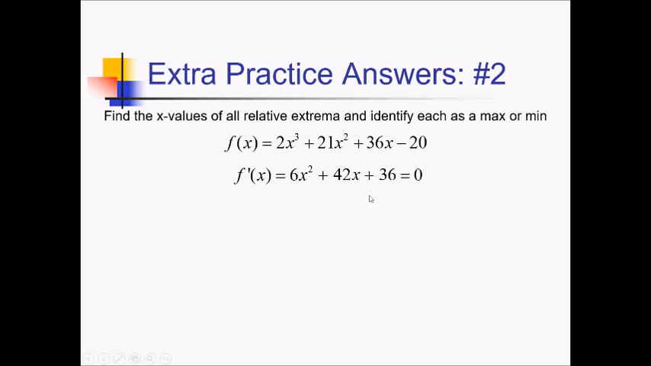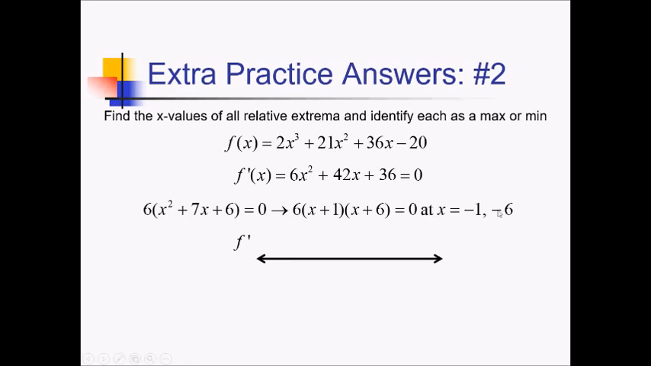So setting this equal to 0 and solving, I notice that I can factor a 6 out of all this. That'll leave me with x squared plus 7x plus 6. And that's easy to factor, just two things that multiply to 6 and add up to 7, x plus 1 and x plus 6, which means that my critical values are going to be at x equals negative 1 and negative 6. So here's my f prime number line to graph those out. We've got negative 6 and negative 1. And now I'm going to test values to the left of negative 6 to start with here.